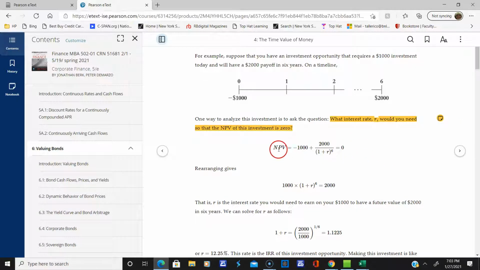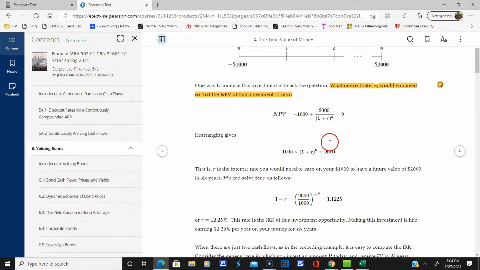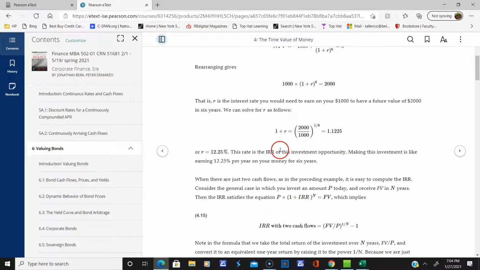Basically, we take the net present value equation we previously knew and we set that equal to zero, and we simply solve for the internal rate of return here. Again, this is the net present value equation, but now we're going to try to find the spot where the net present value is equal to zero. This is like the break-even point. So we rearrange the terms, and eventually we take this to the 1/6 power, and we come up with 1 plus r is 1.1225, or r itself is 12.25%.